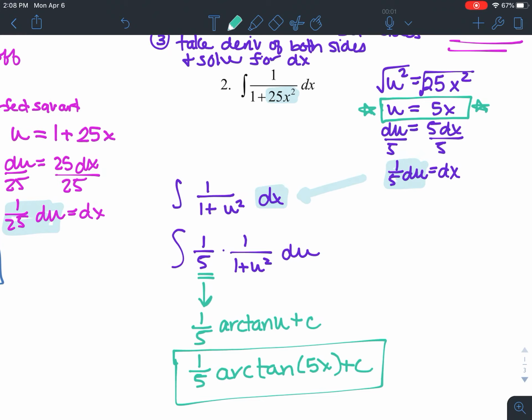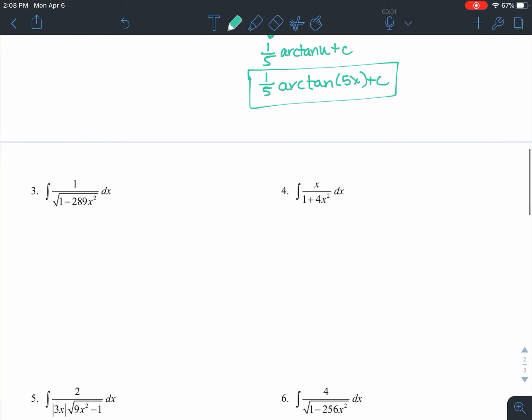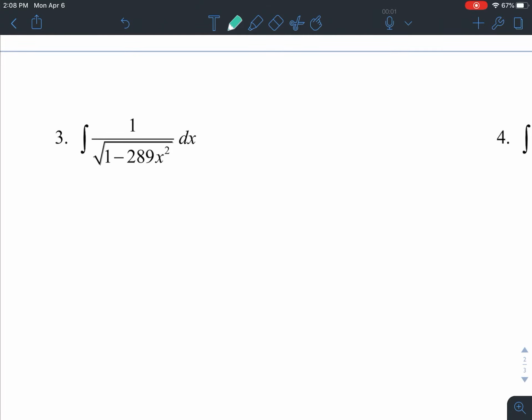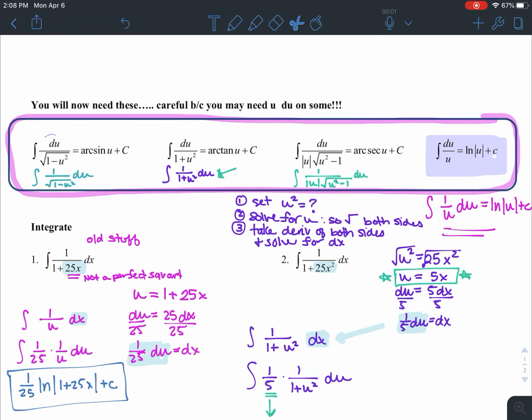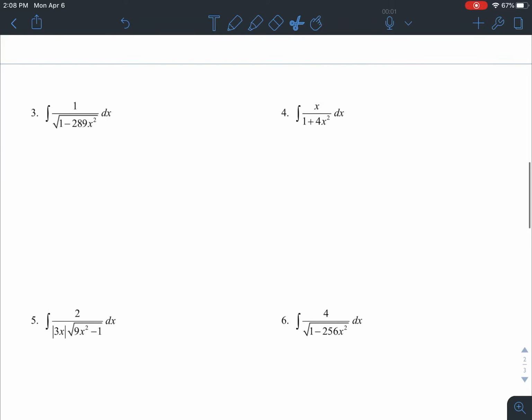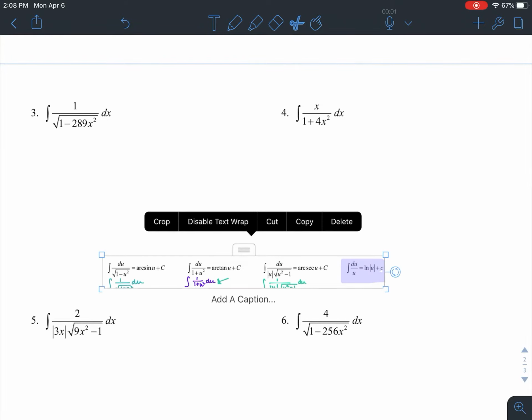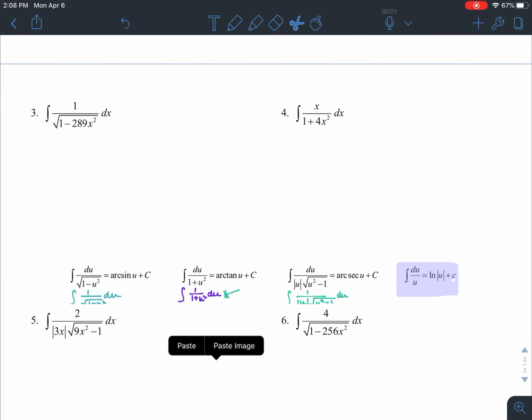All right, next problem. There we go. Let's look at it. Let's actually take all of what we have up here, copy. Hopefully I got it all. Copy. Let's then paste image. Yikes, I cut a little bit out, but that's okay. We know what they are.